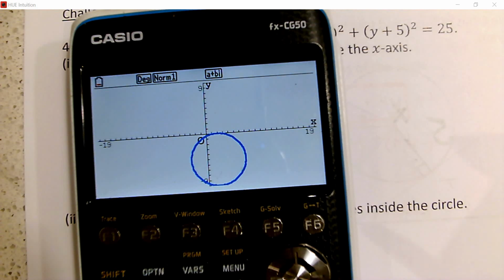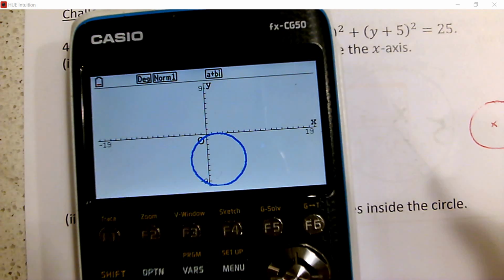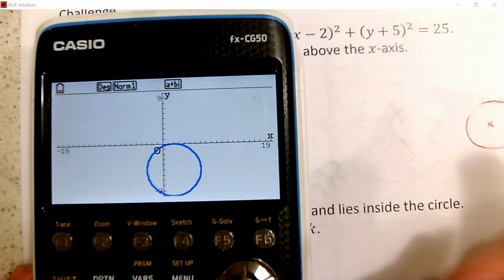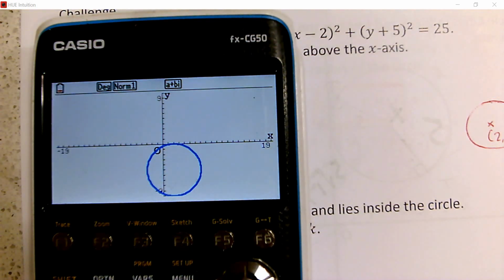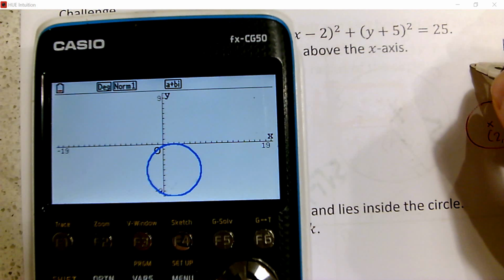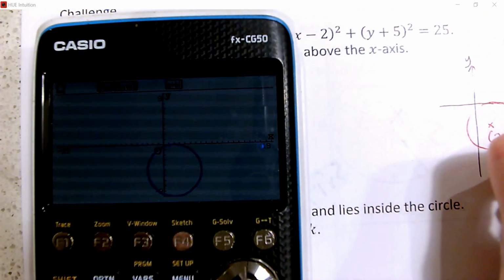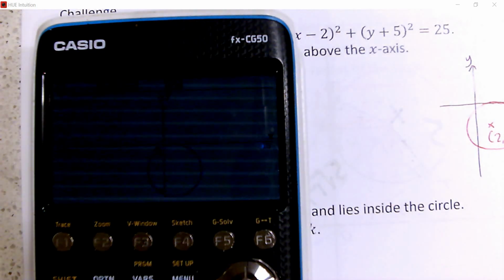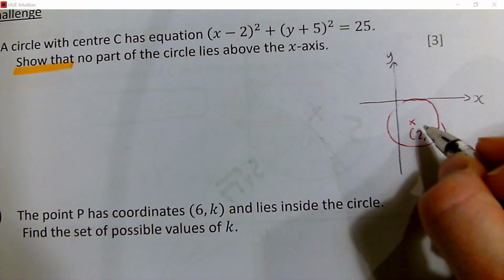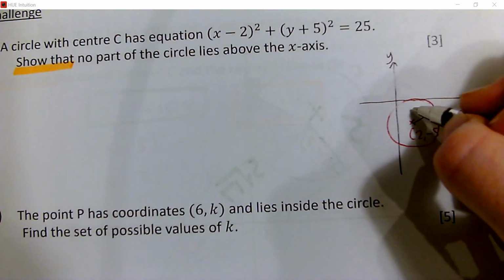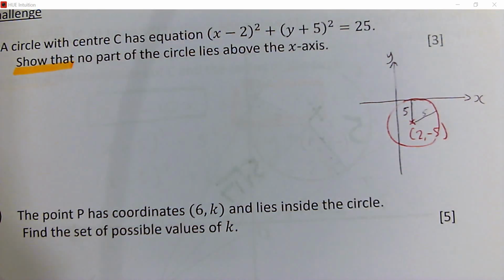I think I'm going to start by drawing the circle. I know that the centre is at 2, -5. And then if I draw my y-axis and my x-axis there, I know that the radius is 5, so I can go anywhere. I can put 5 there, but it's particularly useful to put my radius of 5 going straight up.